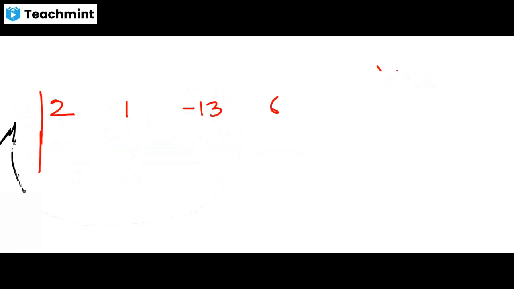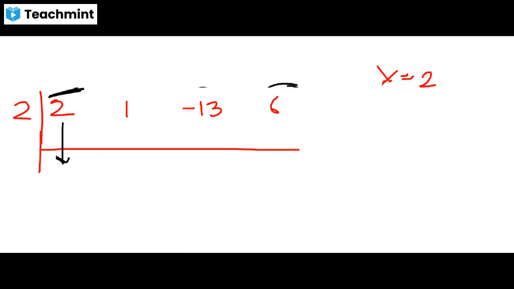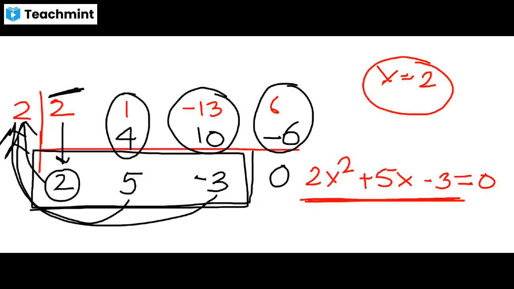So these three numbers will form a quadratic equation like this: 2x square plus 5x minus 3 equal to 0. So your one of the roots was x is equal to 2. Now you can solve this quadratic equation to get the other two roots, and then you will get all three roots of the cubic polynomial which you originally took.